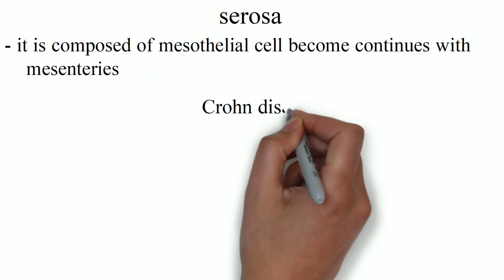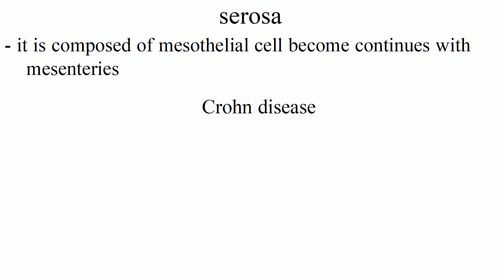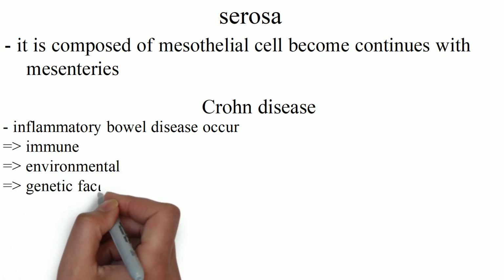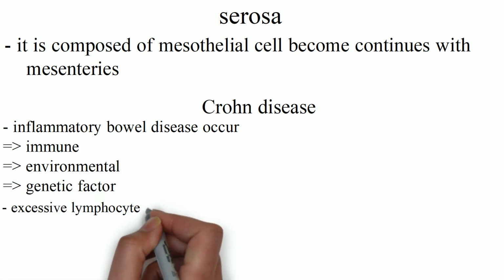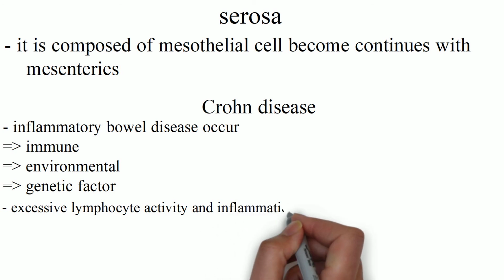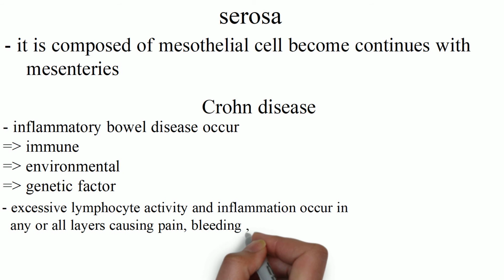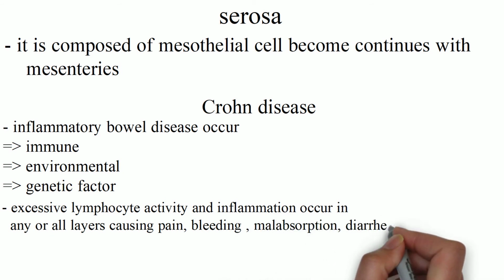Crohn's disease. It is an inflammatory bowel disease which occurs due to immune reaction, environmental factors or genetic factors. In this disease there is an increase in the activity of lymphocytes, which causes inflammation to occur in the layers of the small intestine, which causes pain, bleeding, malabsorption and also diarrhea.